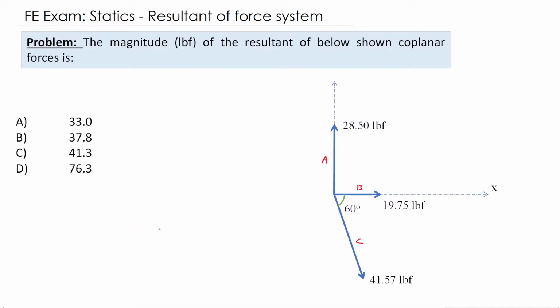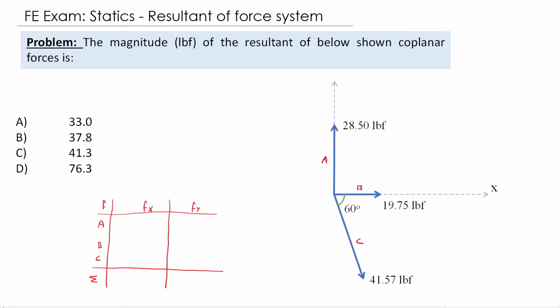Now we will construct a small table. It has the forces, and it has f of x and f of y of each force. So we have force A, force B, force C, and the summation of these forces.